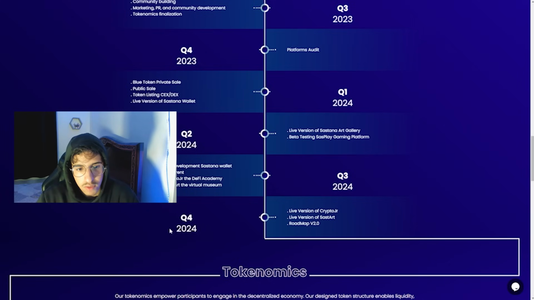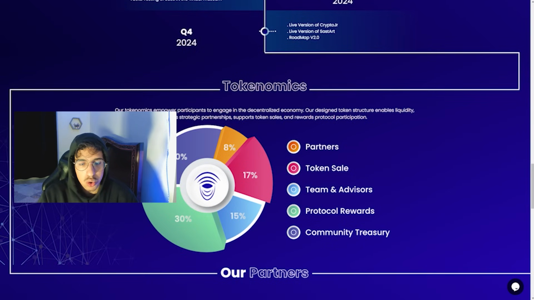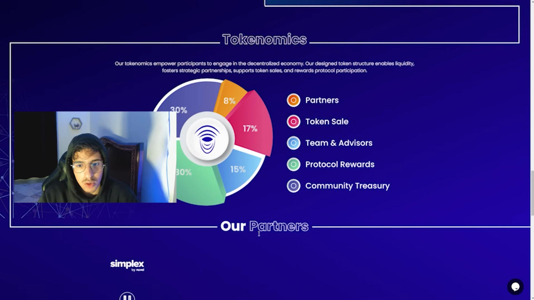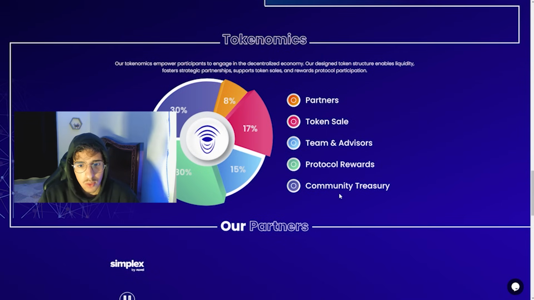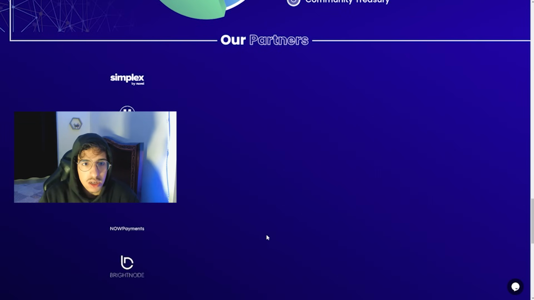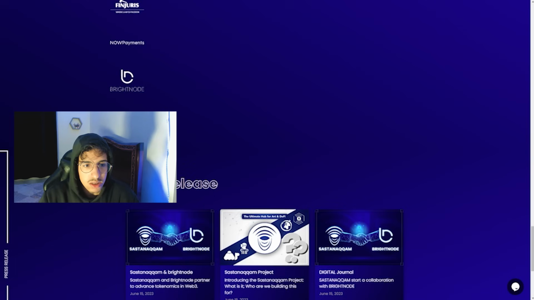And the last one, in 2024 Q4, the live version of crypto GR and the live version of Sastana Arts, and finally roadmap V2. So this is roadmap number one for 2024, and we have the token mix, partners 8%, token sale 17%, team and advisors 15%, protocol rewards will be 13%, and finally the community treasury will be 13%, and our partners Templex, Iniscope and other partners, you can see them here.